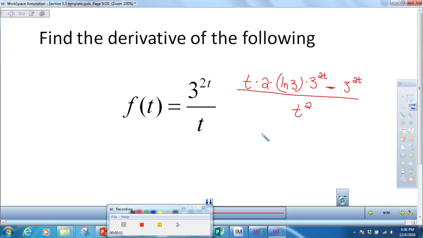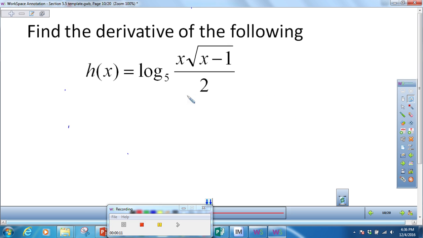We could probably make that prettier, maybe take out 3 to the 2t, and then that'll leave us with 2t natural log of 3 minus 1 over t squared. We could do that if we were so inclined.